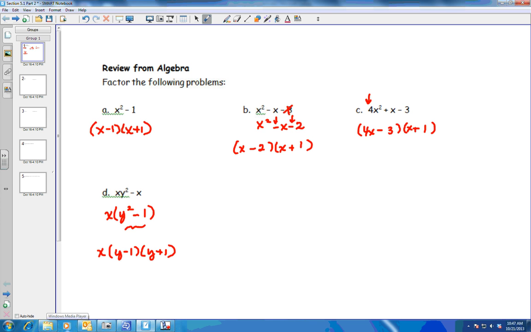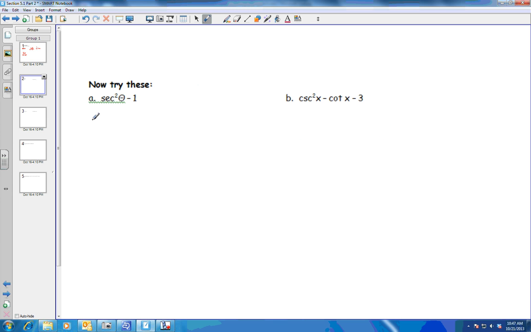Okay, so we did that just so you can have a reminder of factoring. So here's what they're going to do: instead of having just normal problems like this, you're going to have problems like this. Secant squared theta minus 1. Well, if you'll look, this is the difference of squares. This is something squared, secant. This is something squared, 1. So I would factor this secant theta minus 1, secant theta plus 1. Okay, and then that's your answer.